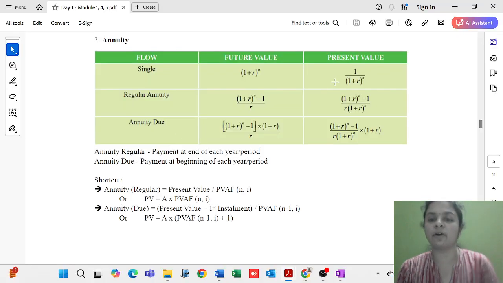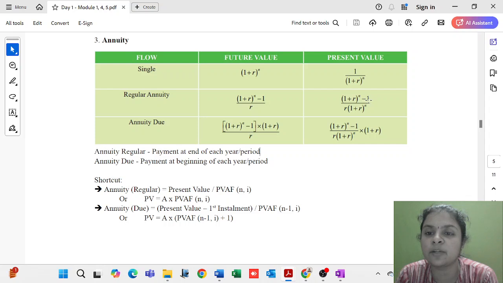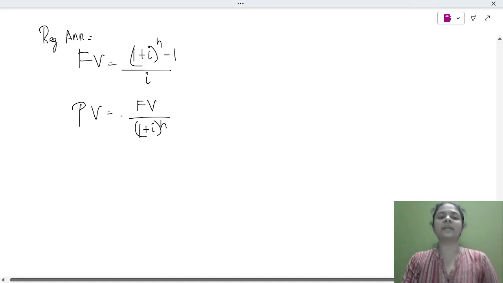That is what they give here as the formula: 1 plus r the whole power n minus 1 by r divided by 1 plus r the whole power n. Instead you can remember it like this: future value divided by 1 plus I the whole power n.